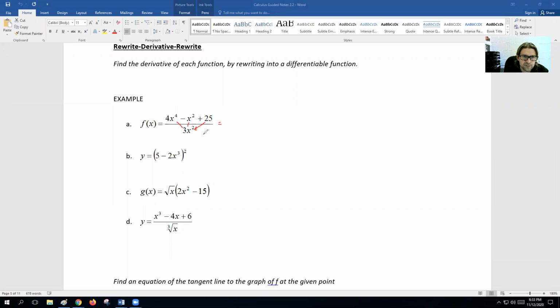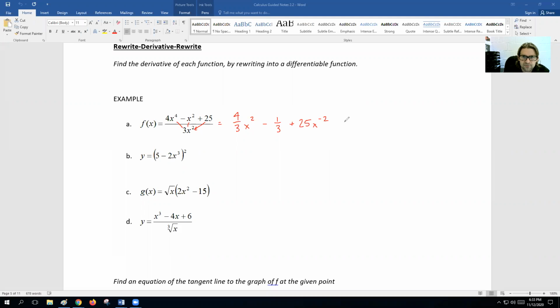And we could. So we could rewrite f of x as 4/3 x squared minus 1/3. The x squared divided by x squared is x to the 0, so it goes away. And then plus 25x to the negative 2 power.